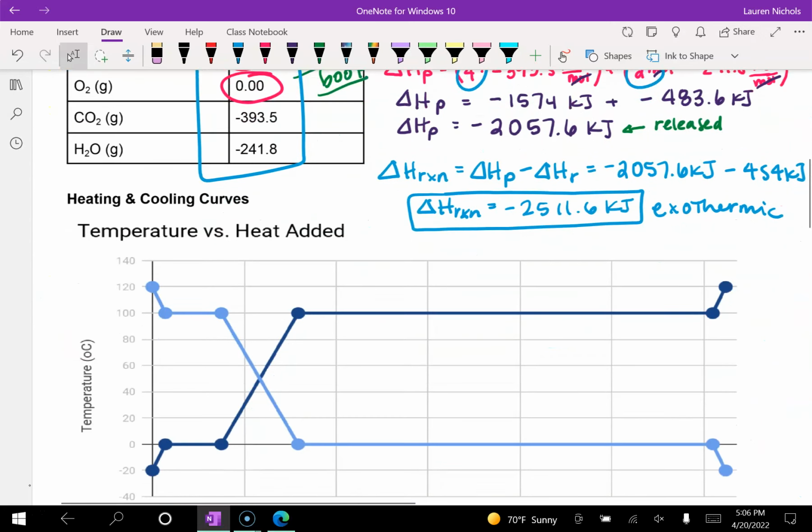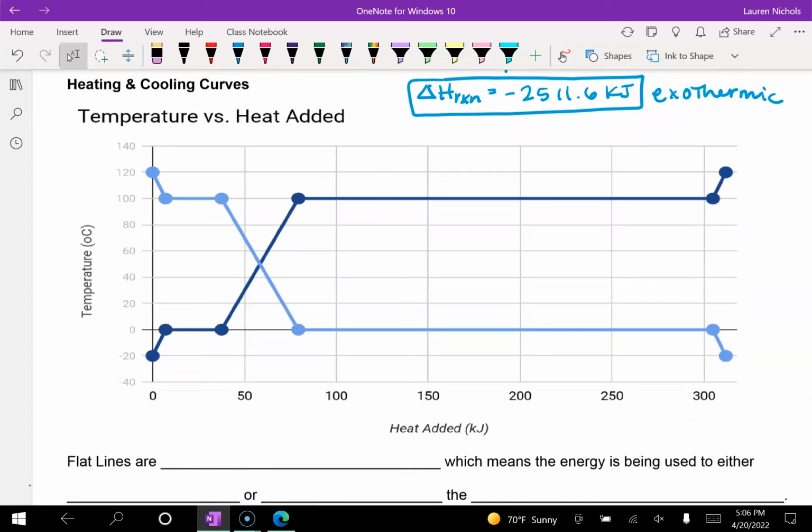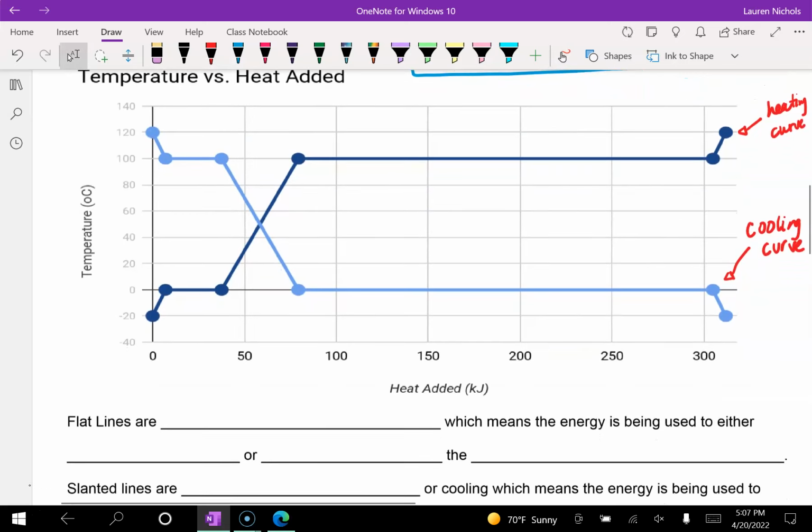Now let's look at heating and cooling curves. One thing you'll notice on a heating and cooling curve is temperature is on our x-axis. So if the temperature is going up, then it's a heating curve. If the temperature is going down over time, it's a cooling curve. So this light blue line is going to be our cooling curve because over time, from left to right, the temperature goes down, whereas this curve is a heating curve. The dark blue one is increasing in temperature as we go on.